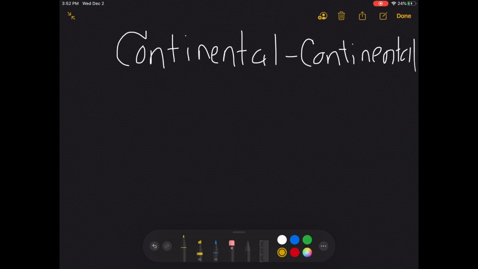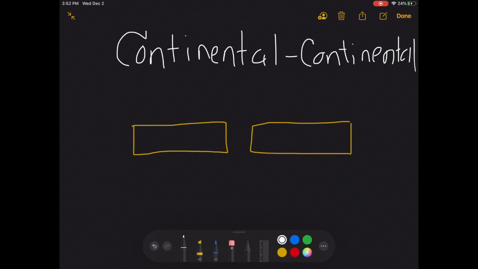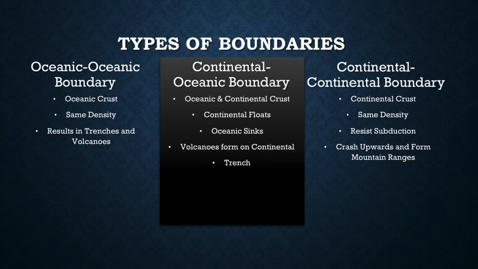In continental to continental boundaries, you have two continental crust tectonic plates, which are of the same density. When they come together, both of these will resist subduction and crash upwards to form mountain ranges. So for continental to continental boundaries, unlike the others, both of the tectonic plates resist subduction and crash upwards to form mountain ranges.